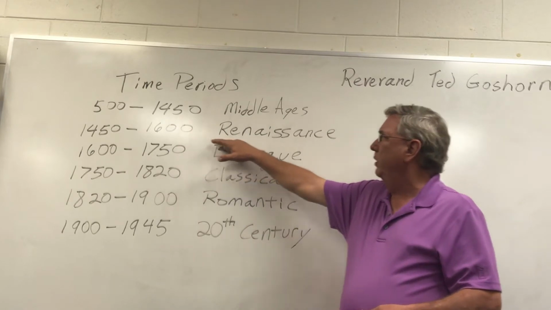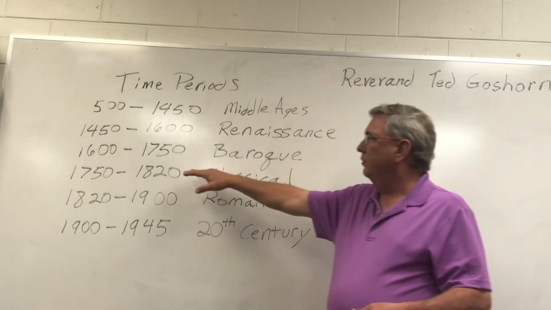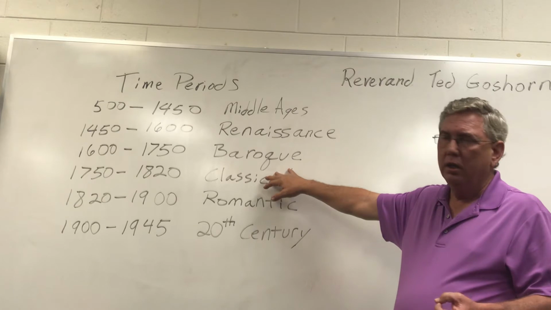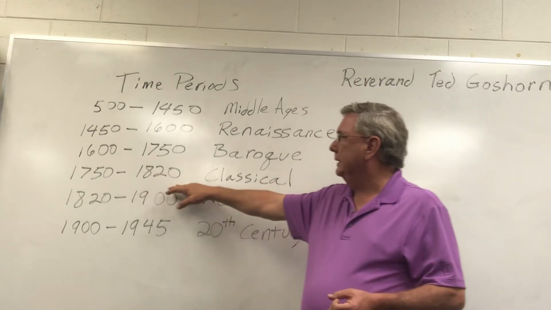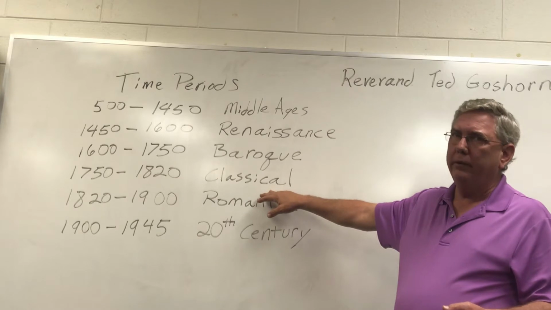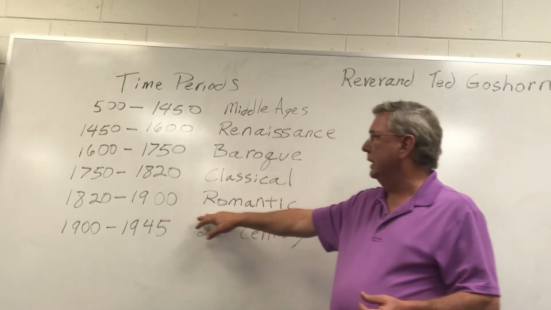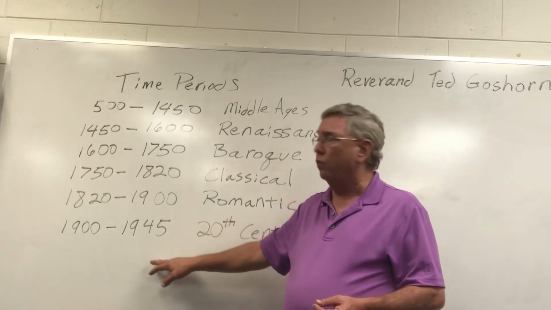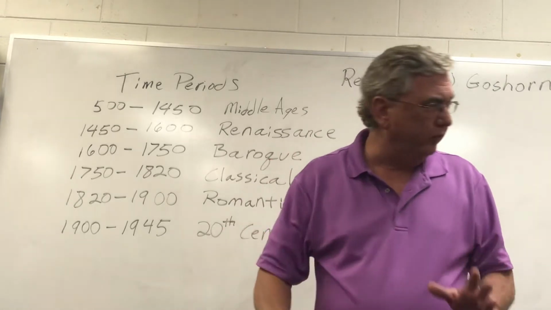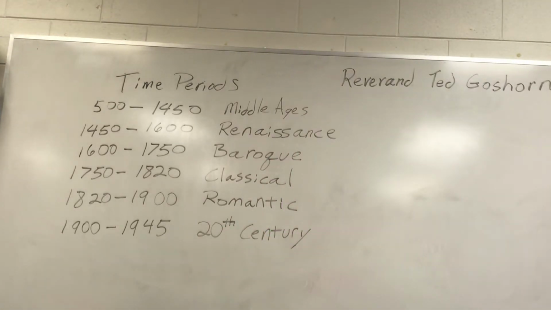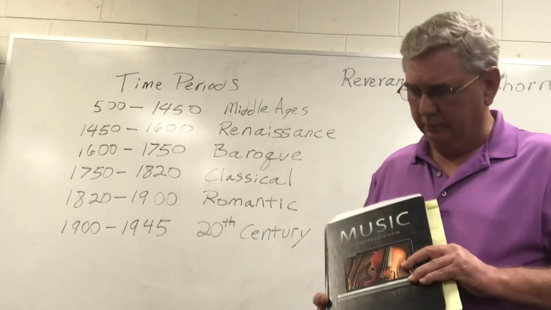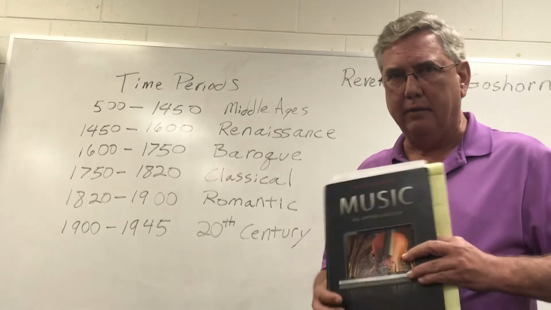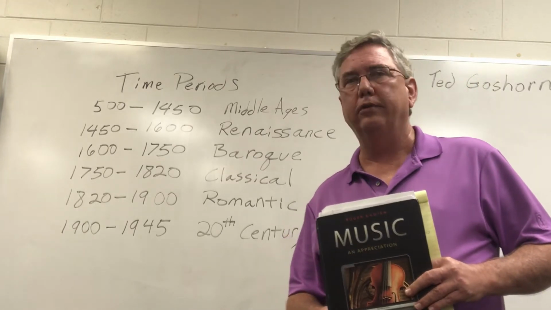1450 to 1600 is the Renaissance period. 1600 to 1750 is what we call Baroque. 1750 to 1820 is the Classical period. 1820 to 1900 is the Romantic period. 1900 to 1945, now this is according to this textbook, the Roger Kamien Music and Appreciation textbook that I have been assigned to use for this class.